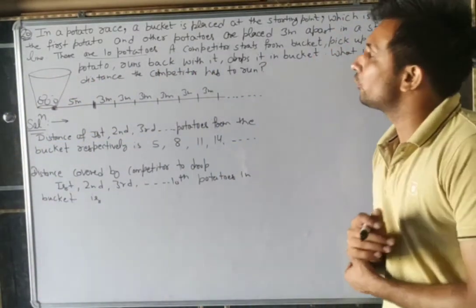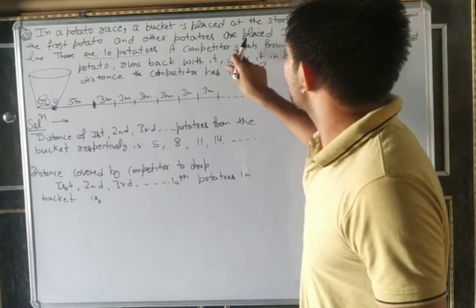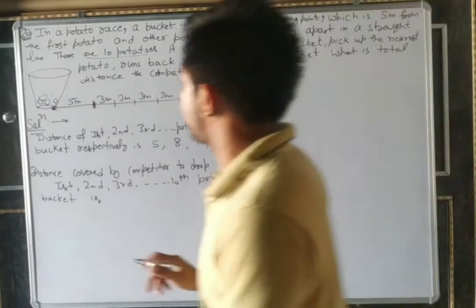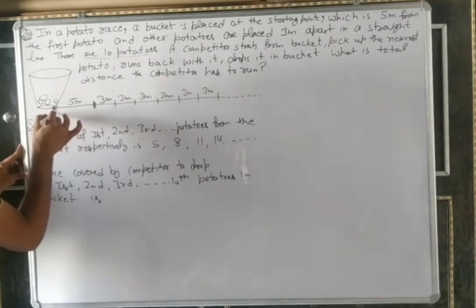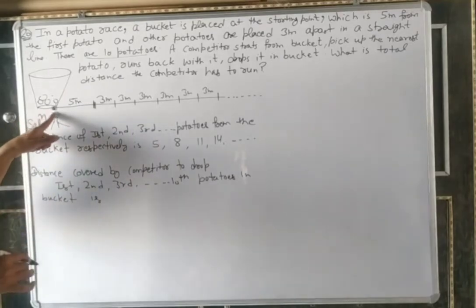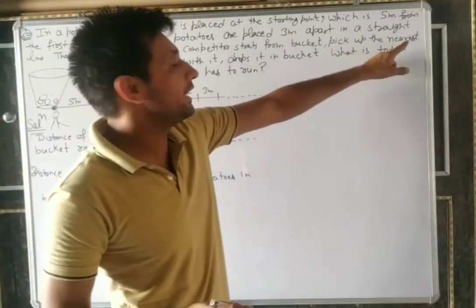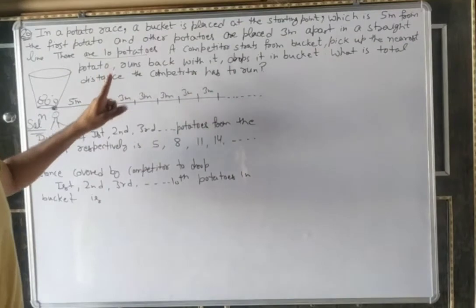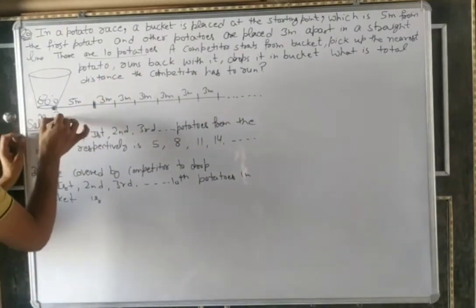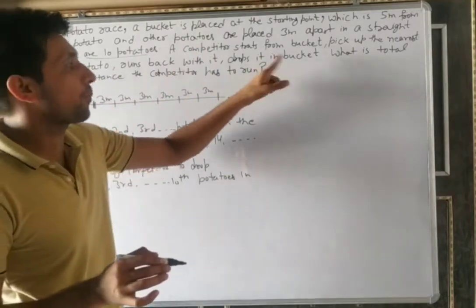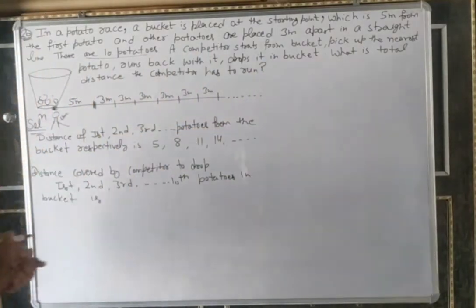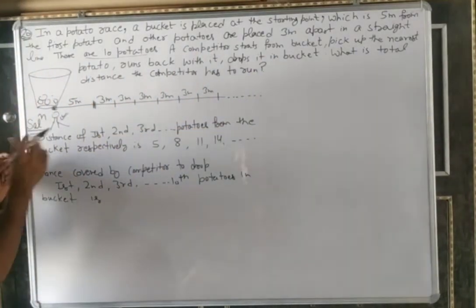So what do we have to do? A competitor starts from the bucket. The competitor is standing here at the starting point. He picks up the nearest potato, runs back with it and drops it in the bucket. So look at what the meaning of this is.